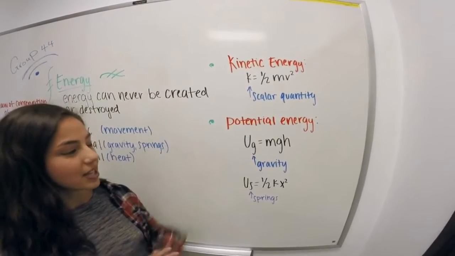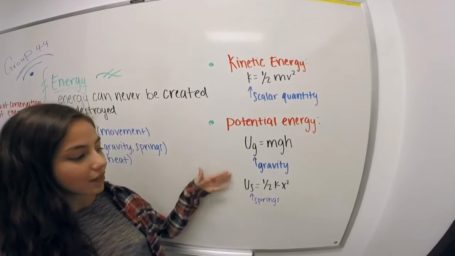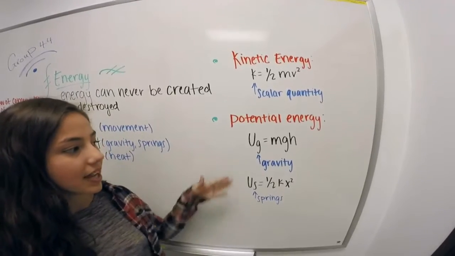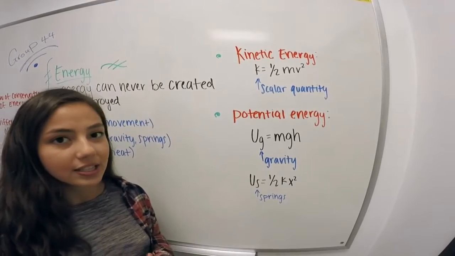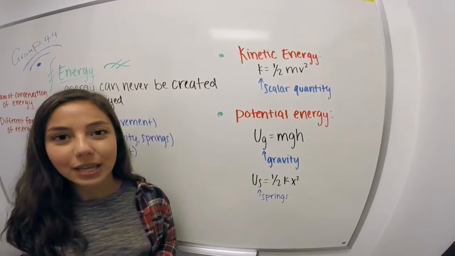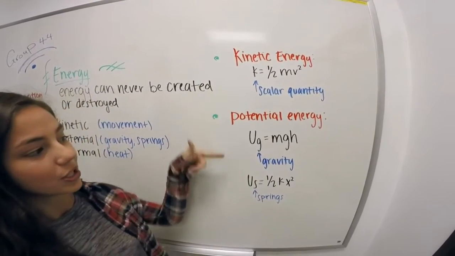And then we also have potential energy, which can either be gravity or springs. Gravity is mass times gravity times height, and the springs is 1/2 times the constant times x squared. In our examples today, we're going to use these first two equations right here.